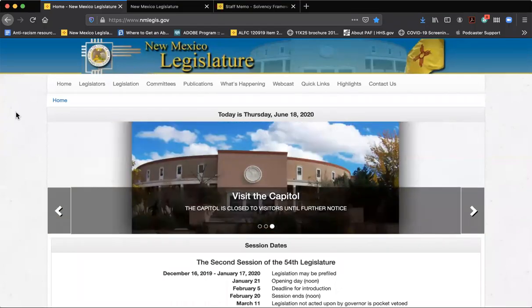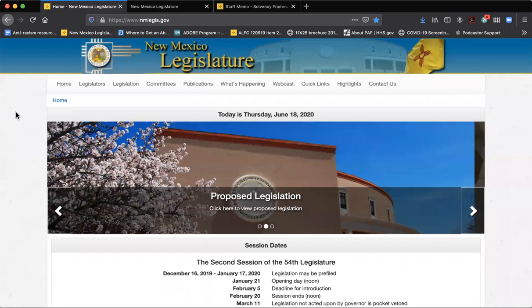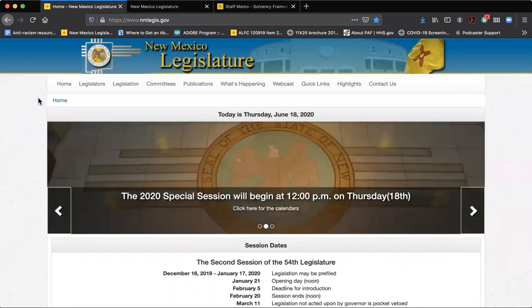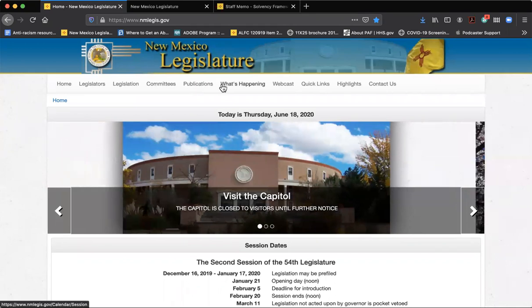Hey, have you ever been interested in looking up legislation or what's happening in the legislature? Well, let's take a few moments and look at how to navigate the site. First, the homepage is nmlegis.gov, and there's a couple different tabs across the top where you can try to find what it is that you're looking for.